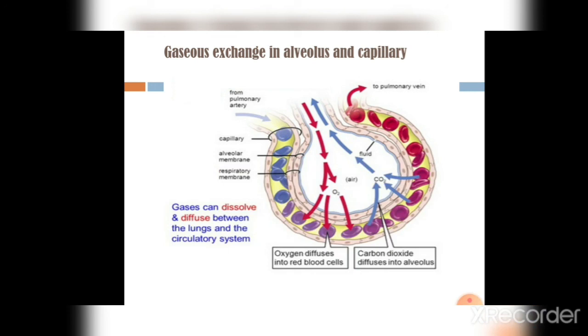So when you compare both structures, breathing in and breathing out, you can see how much portion is occupied by the lungs in both figures.